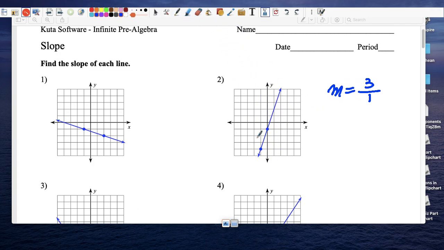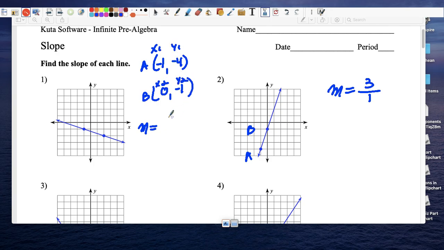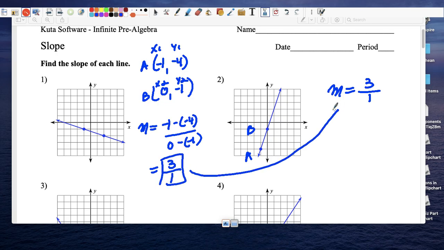And let's just verify that. Let's call this A, let's call this B. Point A is -1 and -4. Point B is 0, -1. Let's call this x1, y1 and this x2, y2. So -1 minus -4, and the x2 would be 0 minus -1. On top, -1 minus -4 is the same thing as -1 plus 4, which gives me 3. And at the bottom, 0 minus -1 is just 0 plus 1, which gives me 1. Isn't this the same answer as that?